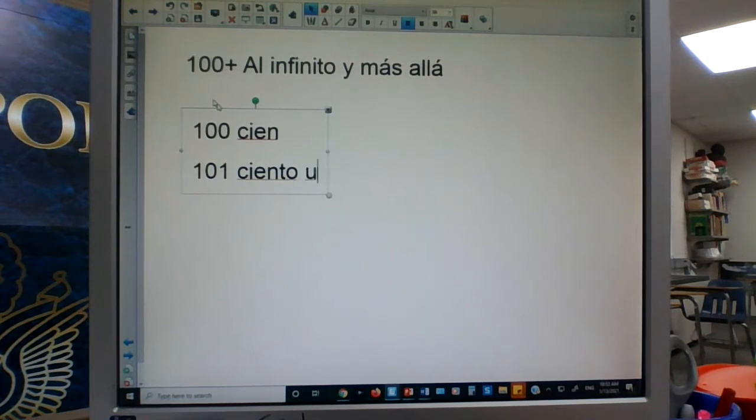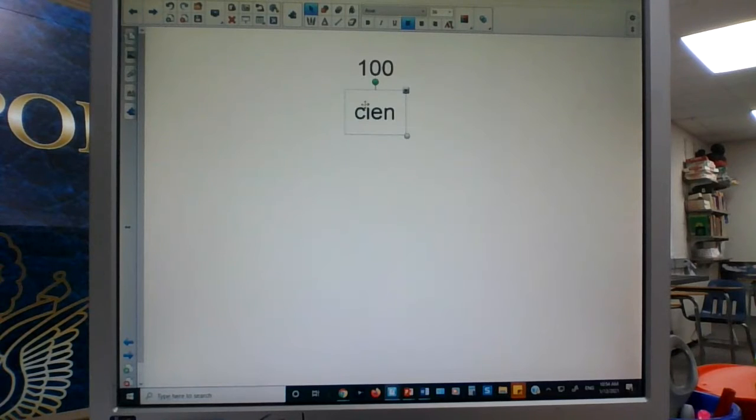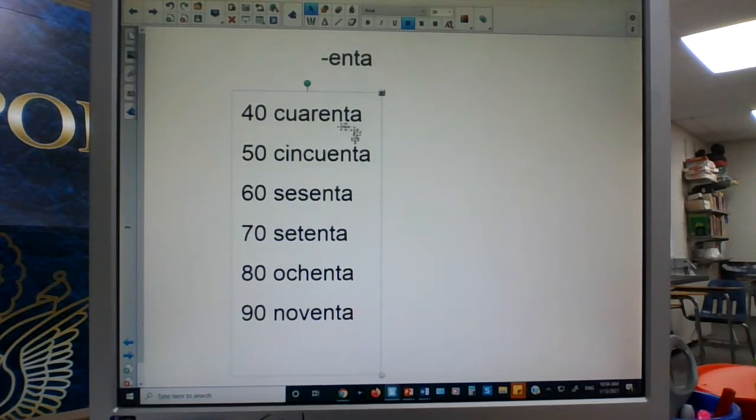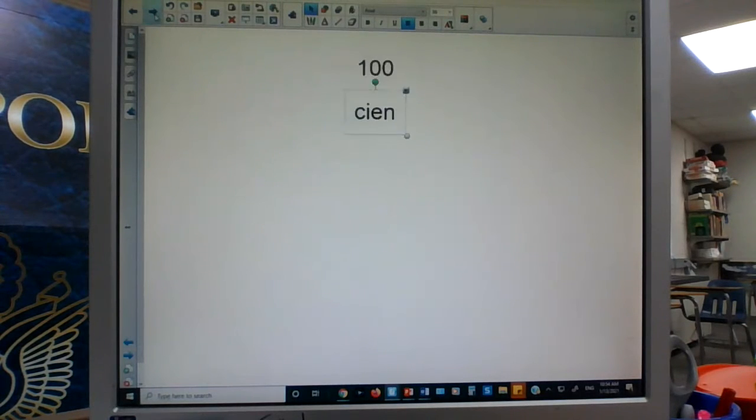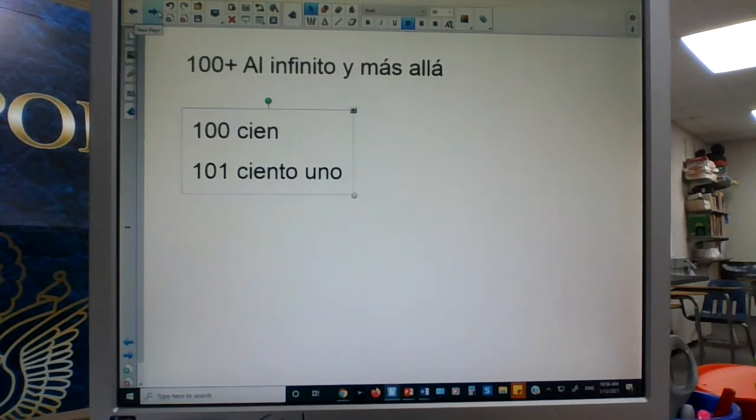Ciento uno. Okay, now in English, we like to say one hundred and one, but in Spanish, we already do the y when we're counting by tens. 40 y 5. 50 y 5. So we don't say 100 y 1 in Spanish, we just say ciento uno. Alright, so if you figured out that pattern, 102, we say in Spanish just ciento dos.